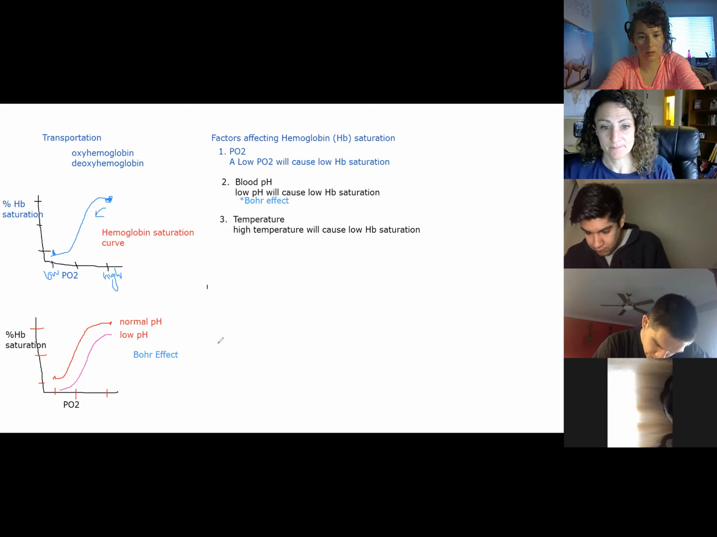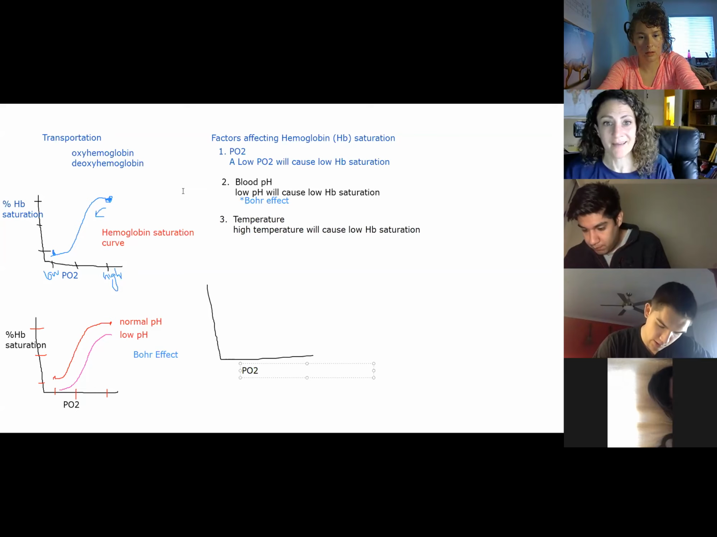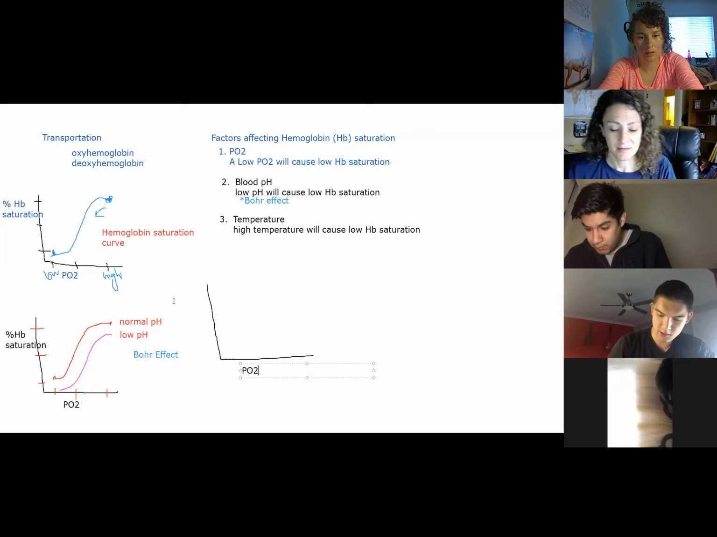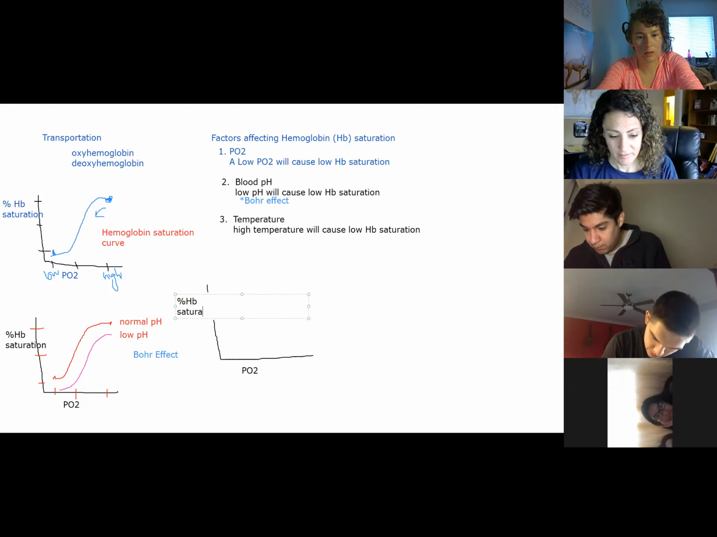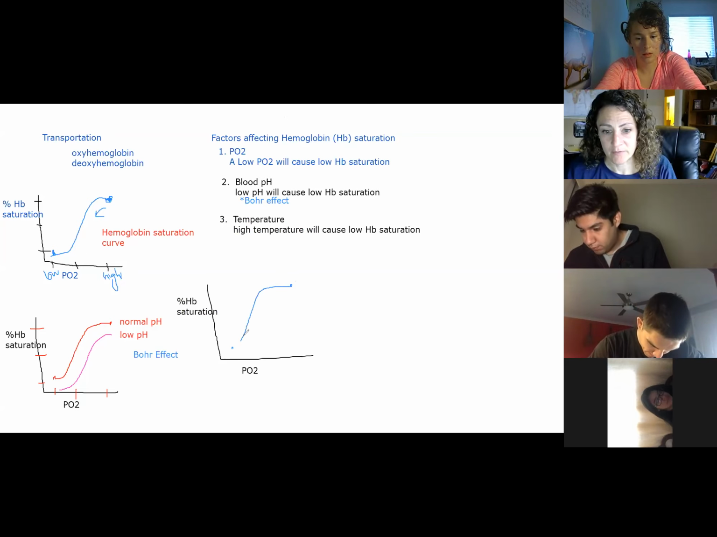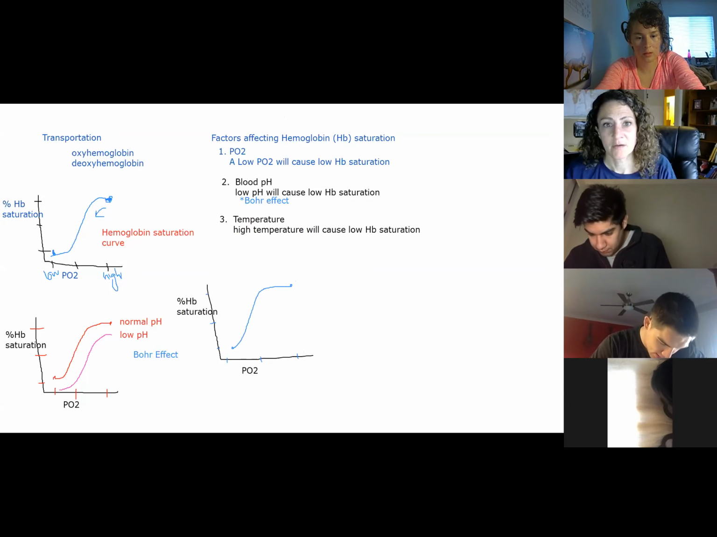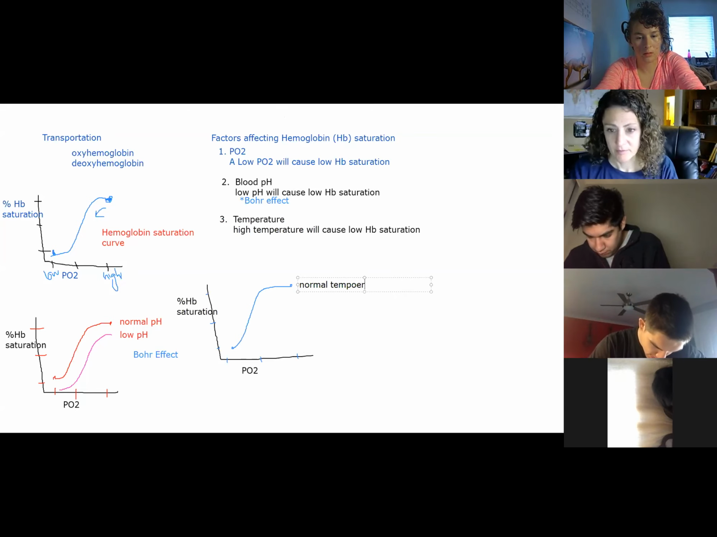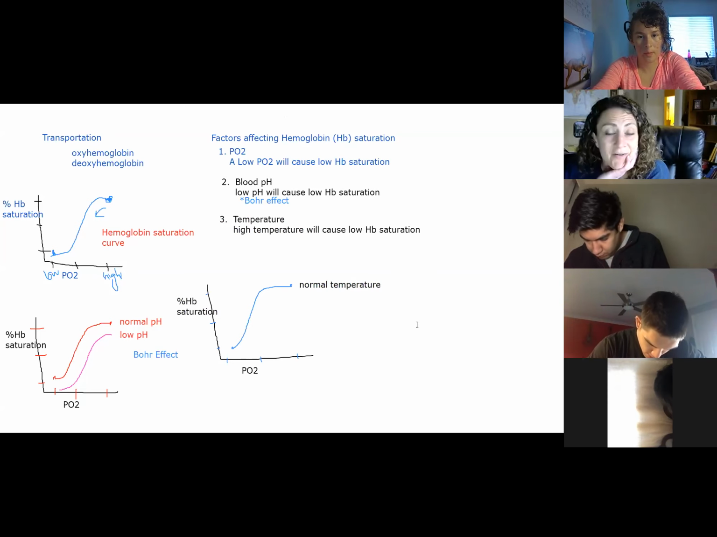Okay, so let's draw this one. It's going to be the same hemoglobin saturation curve with PO2 on the x-axis and percent hemoglobin saturation on the y-axis. High, low. As PO2 decreases, hemoglobin saturation decreases. And we'll call that normal temperature. Okay, we're going to draw another curve on here for high temperature.